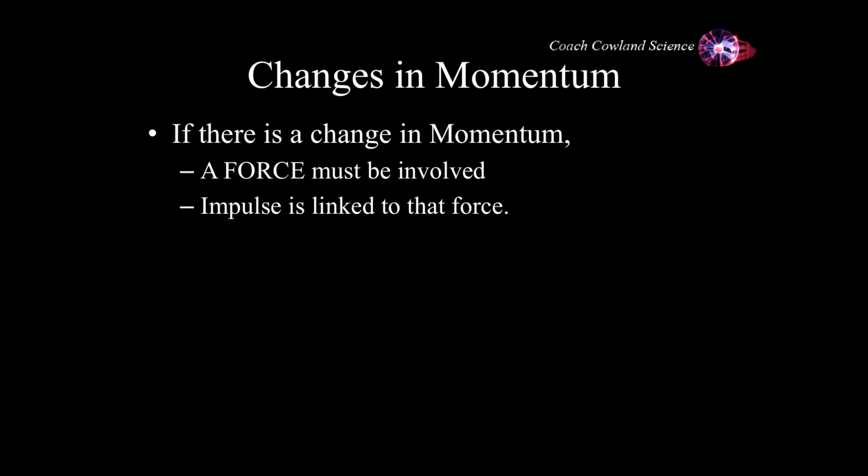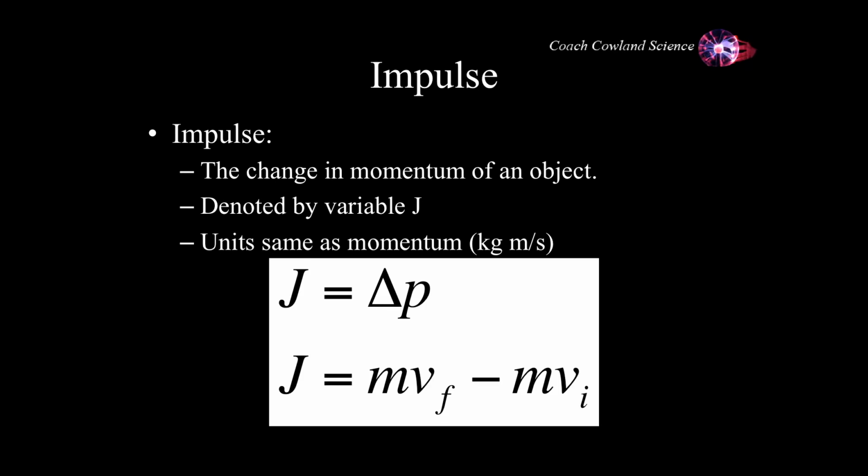Newton's first law says that an object will stay in motion unless an external force acts on it. Well, if an object is in motion, it has momentum because it has a velocity, and if there's a change in that, then that means that a force must have been involved. So that means that the change in momentum is related to the force that acts on it. Impulse is related to that change.